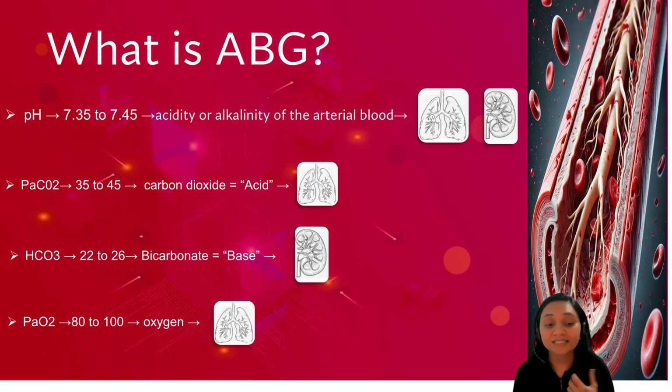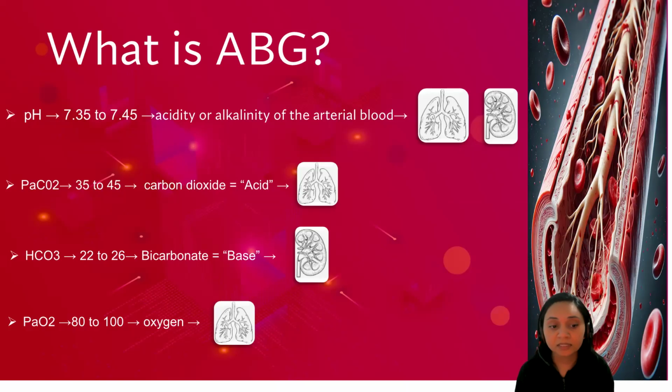Third component we have is bicarbonate. The normal value for bicarbonate is 22 to 26. Think about base whenever you look at the value of bicarbonate. And bicarbonate is regulated by kidney. For the carbon dioxide, earlier I told you when you look at the value, think about acid. More carbon dioxide in the blood, more acidic the blood is. More bicarbonate present in the blood, more basic, meaning more alkaline, the blood is.